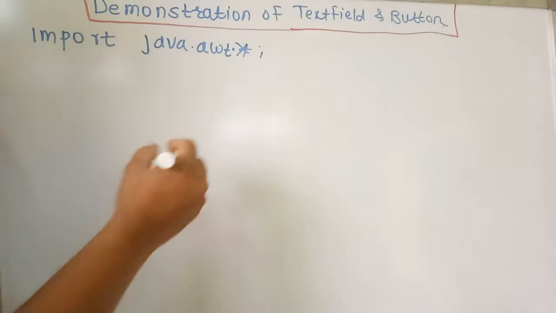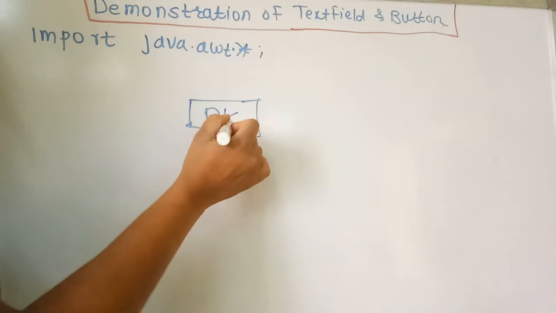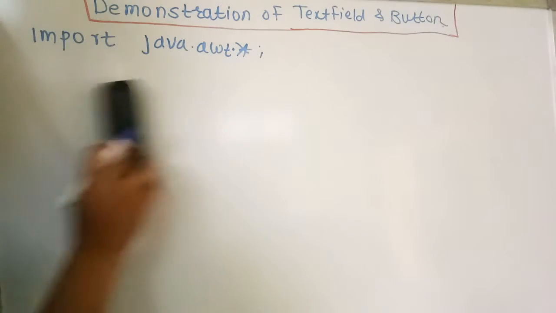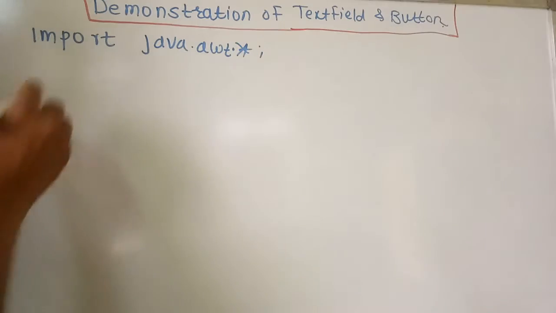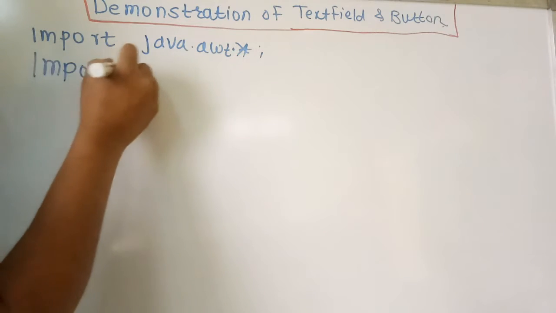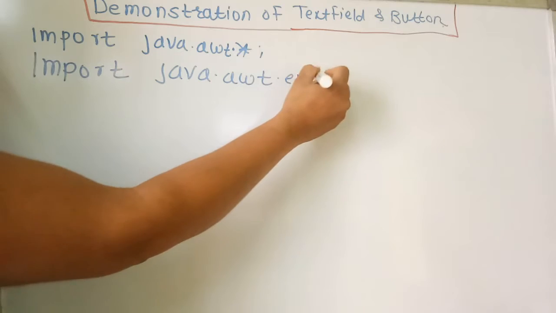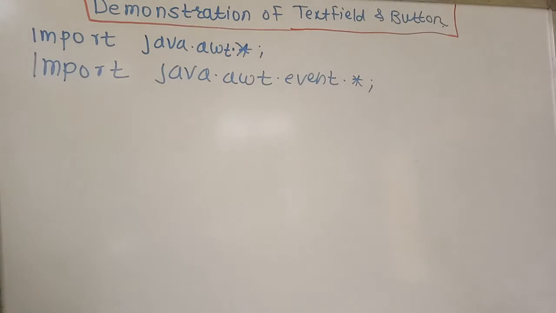But here we are talking about the click event. Suppose it is a button and we have to click on that, and after that some processing will happen. For such a case we have to use the awt.event package. So we will import java.awt.event.*. As I had told you before, star is an indication for all the things listed in that whole package.